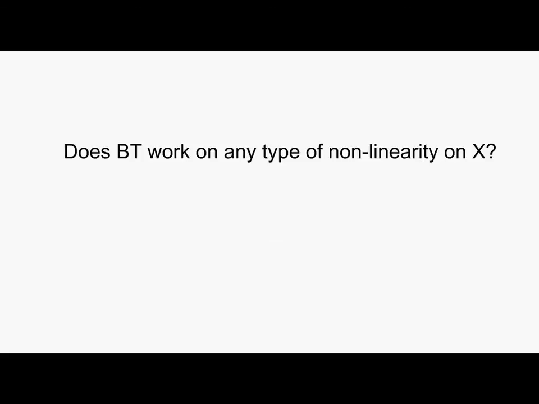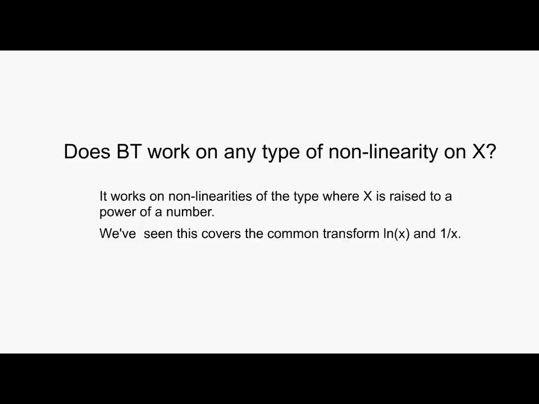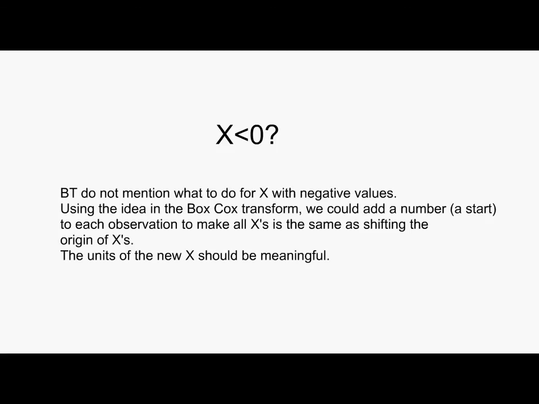Does BT work on any type of non-linearity on X? It works on non-linearities of the type where X is raised to the power of a number. We've seen this covers the transforms log X and 1 over X. What about X less than 0? BT does not mention what to do for X with negative values. Using the idea in the Box-Cox transformation, we could add a number to each observation to make all the x's greater than 0, which is the same as shifting the origin of x's. The units of the new x should be meaningful.